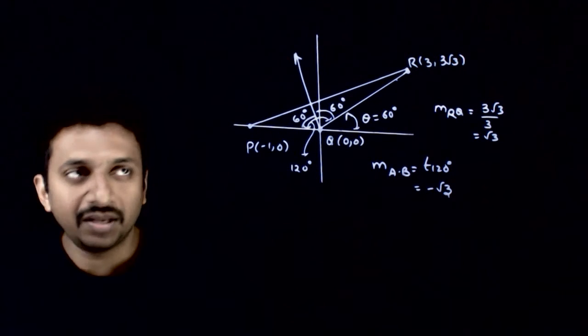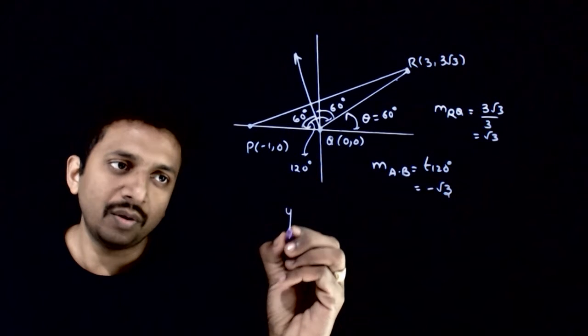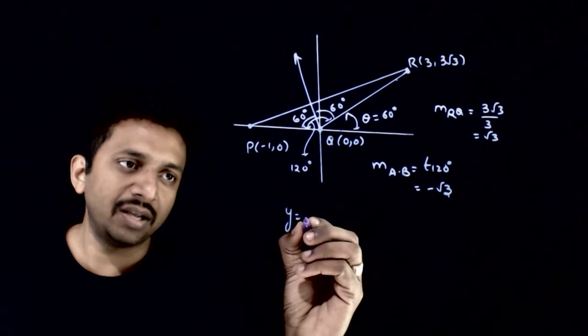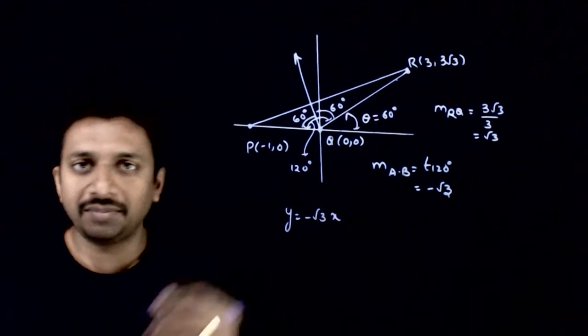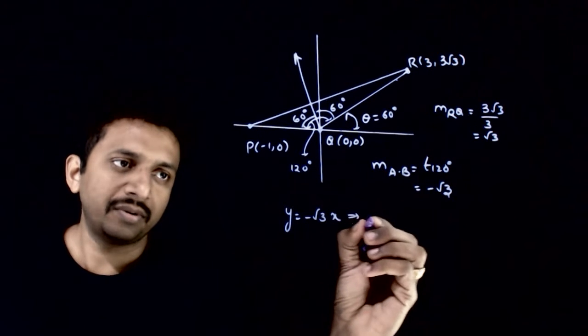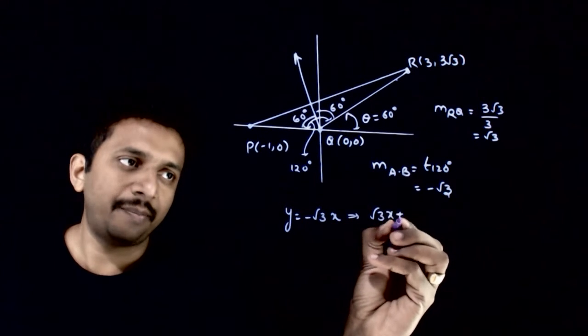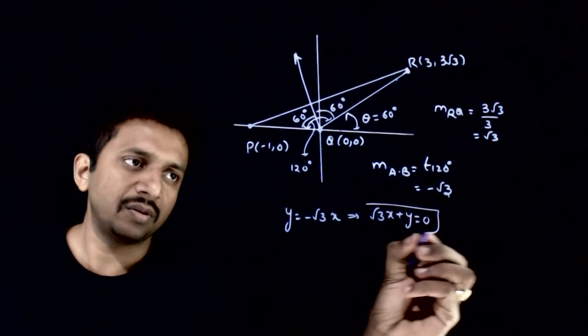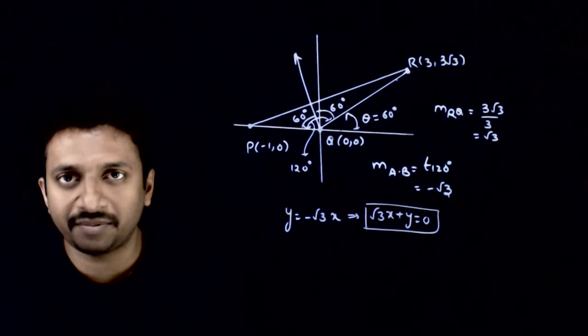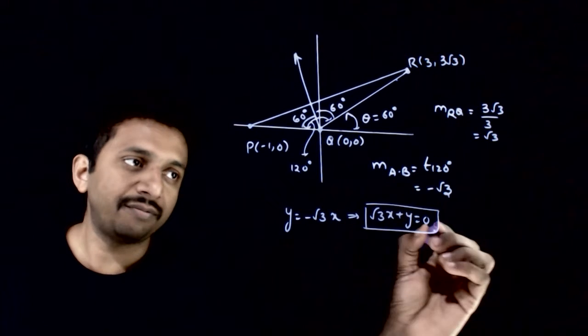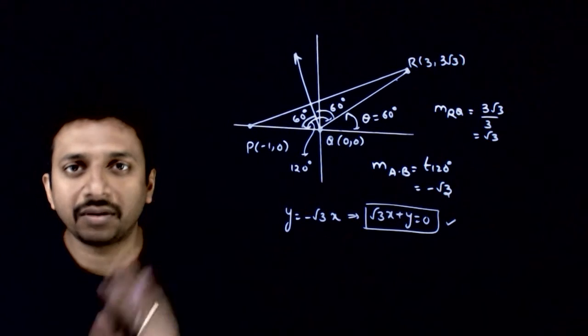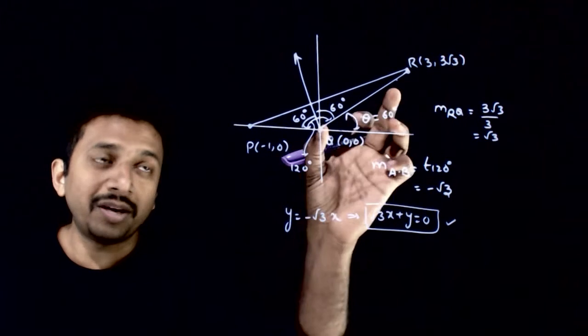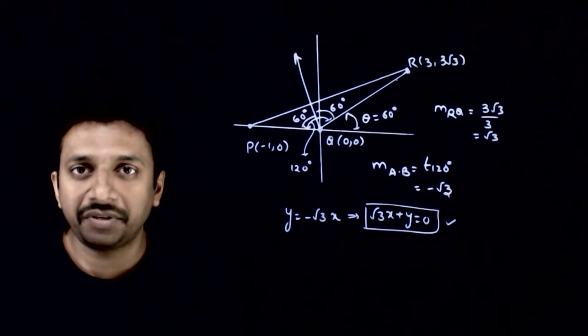Minus root 3. So what is the equation of this line? y is equal to mx, right? y is equal to minus root 3 times x, or root 3x plus y is equal to 0. So this will be the equation of angle bisector. So this is one way of finding the angle bisector if the points are very good. But sometimes the points might not be very straightforward.